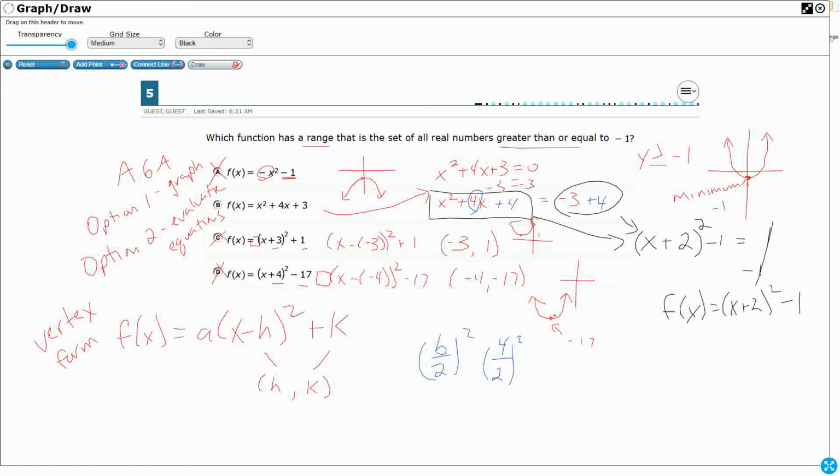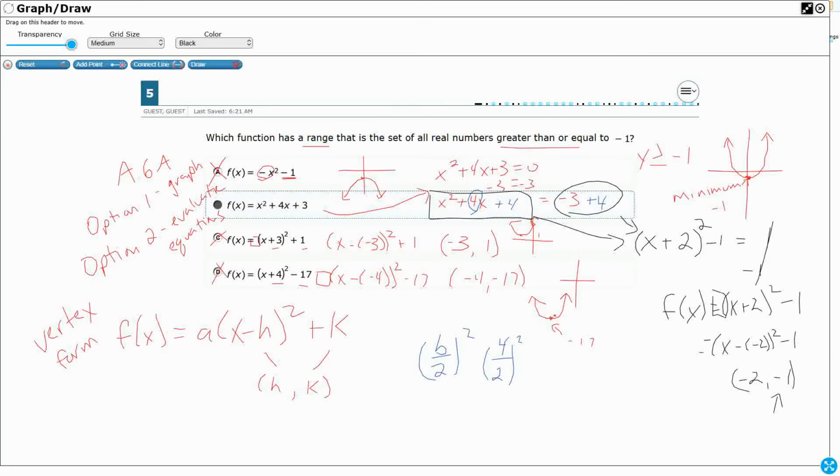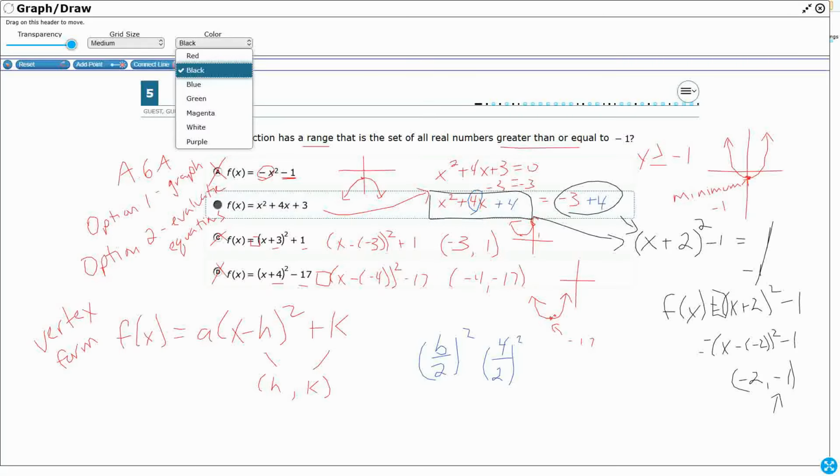Now I'm in my vertex form. And so we can rewrite it like this. X minus negative 2 squared minus 1. So my vertex is going to be negative 2, negative 1. I don't care about that negative 2, but I do care about that negative 1. And it is going to open up because there's nothing right there. So our answer is B. Now that was kind of the long way. If you want to use the graph, it's probably the easier way to do it.